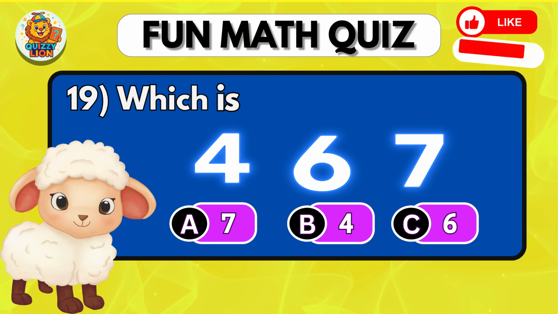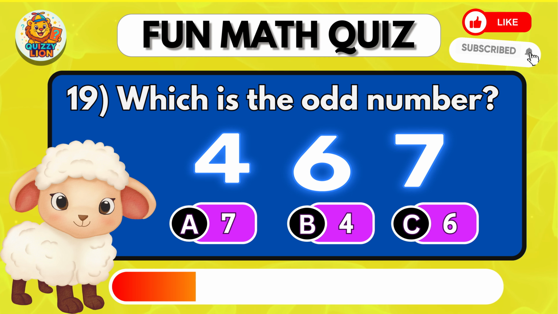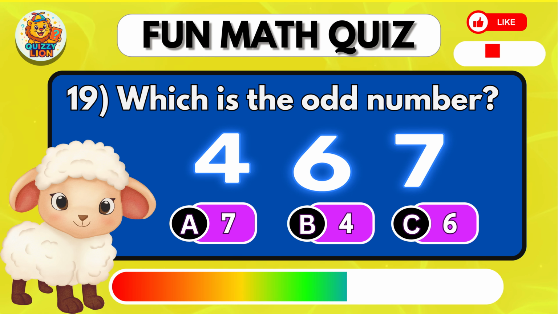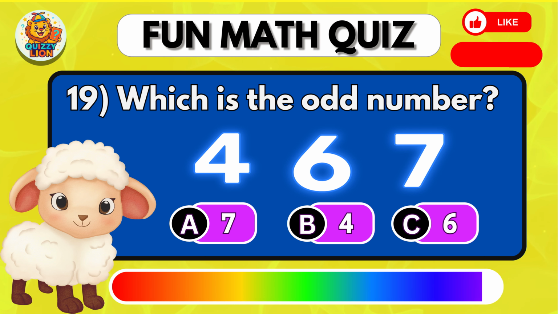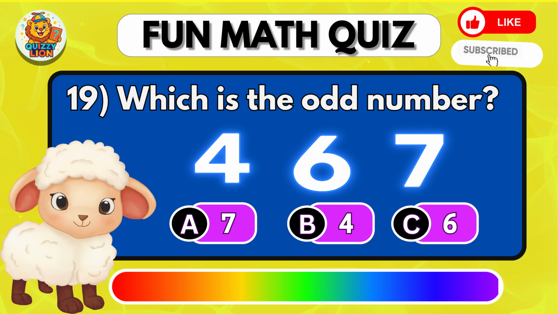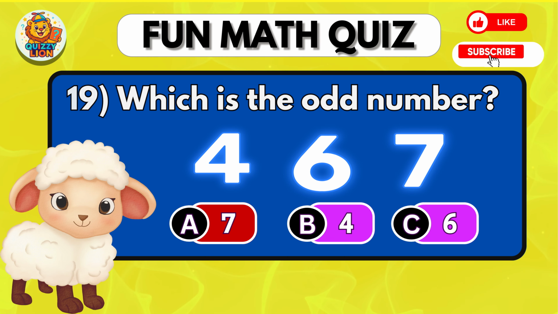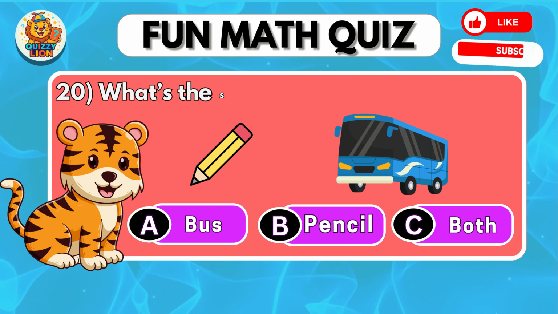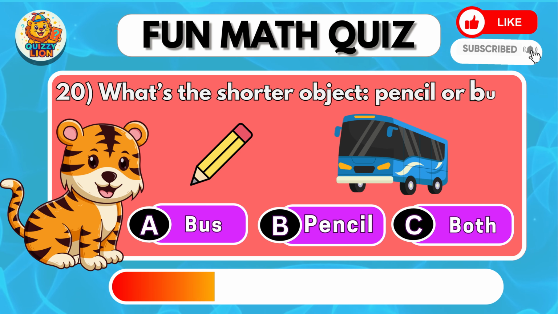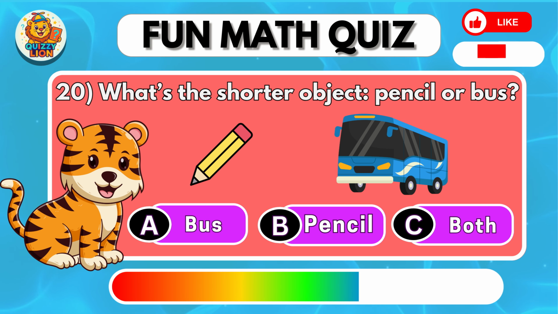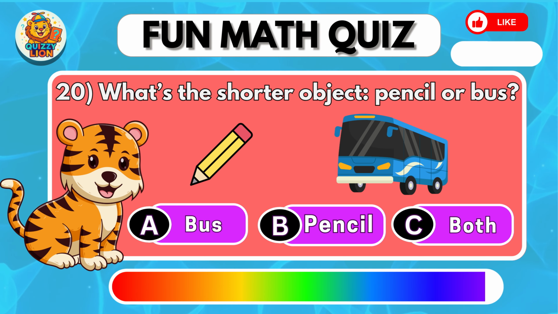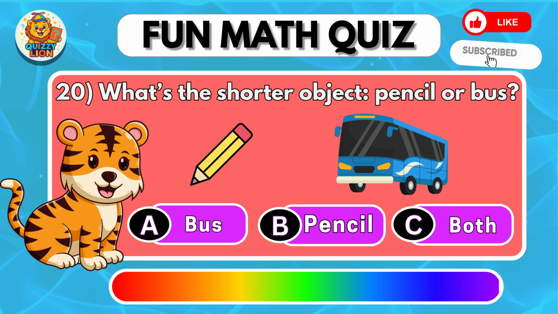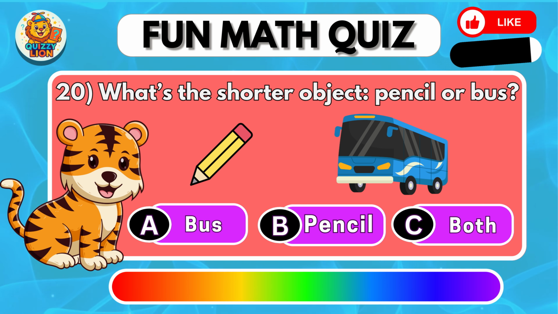Which is the odd number? Correct, it's 7. What's the shorter object, pencil or bus? Correct, it's pencil.